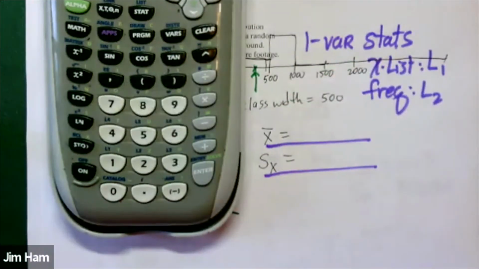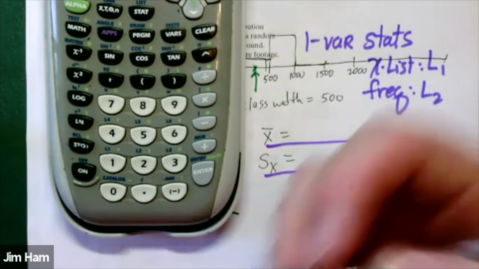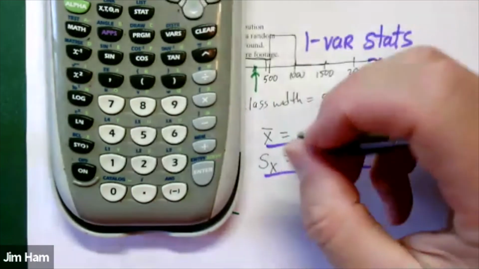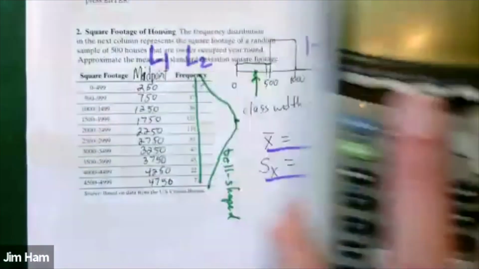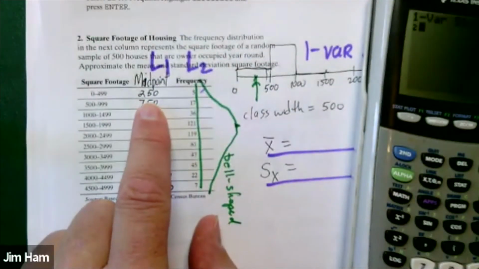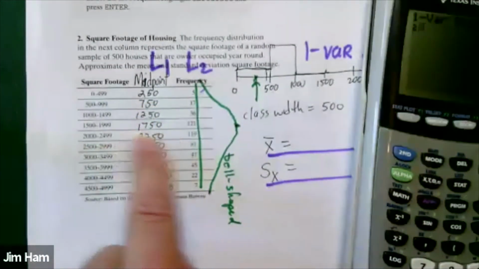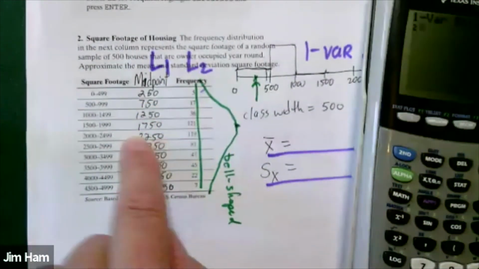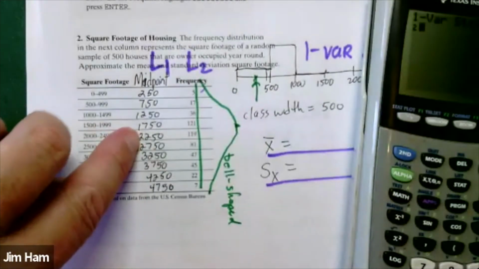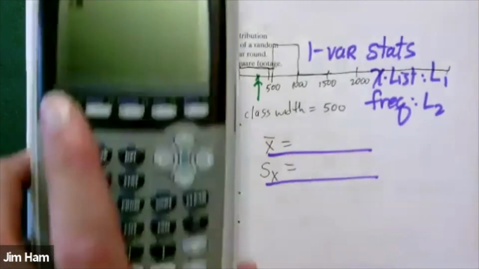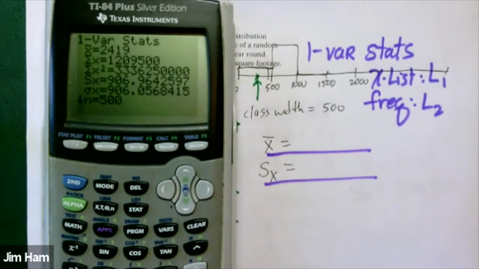If you don't put anything in for the frequency list, or if you just do one variable statistics L1, it'll think of these midpoints as occurring just a single time. And so it'll give you a mean probably right in this range here, probably 2,500. Hit enter. And here we have it.